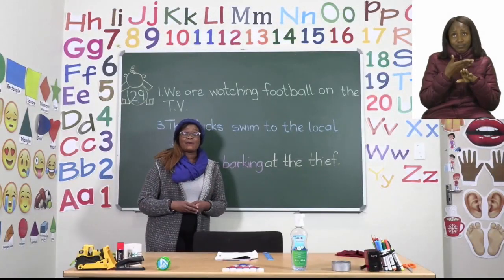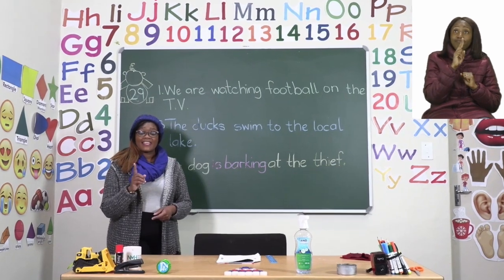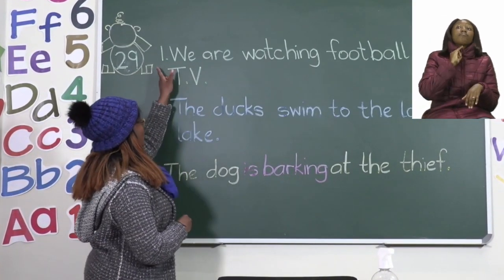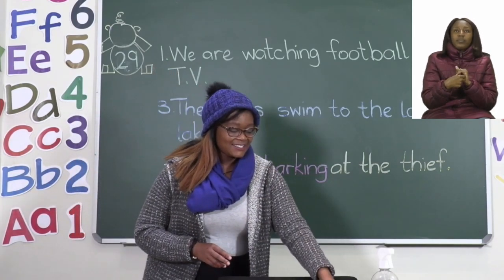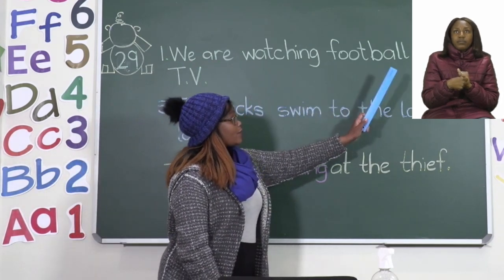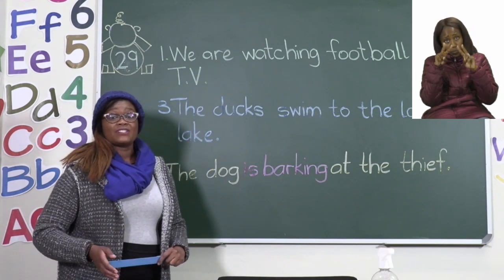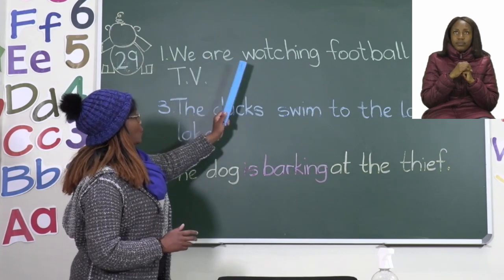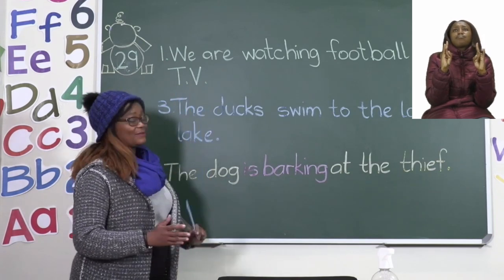So the first one, they want us to circle the verb along with is, am, or are. I have chosen for us to do the first one together. So let us read the sentence. The sentence says, we are watching football on the TV. TV is short for television. Let's read it again. We are watching football on the TV.